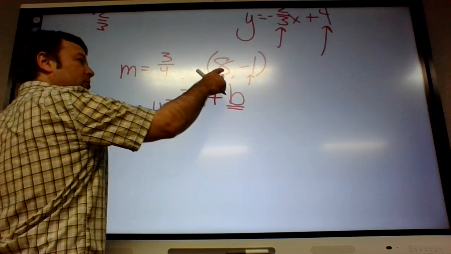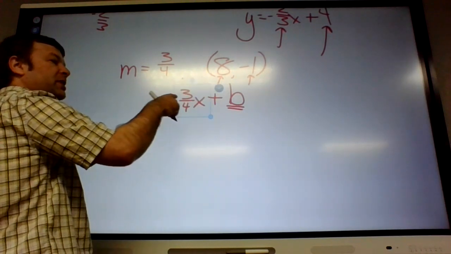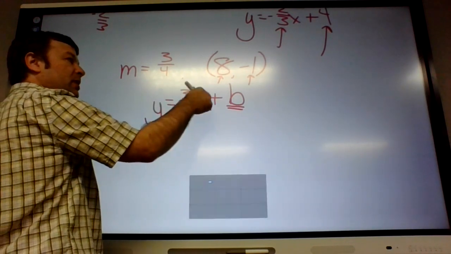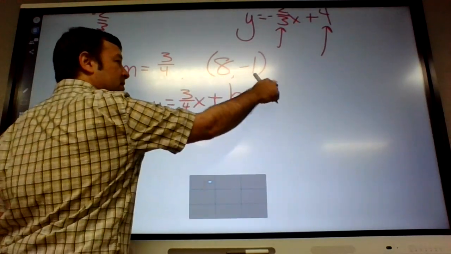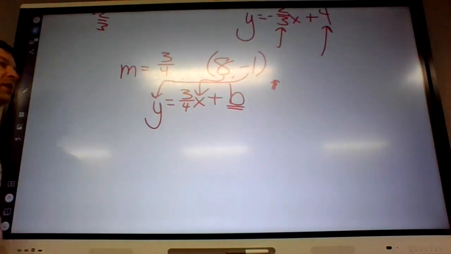So what we can do, if this is a point on the line, that means it's a solution for this equation. That means we should be able to plug this in for x and y, and it works. So 8 goes for the x, and -1 goes for the y.